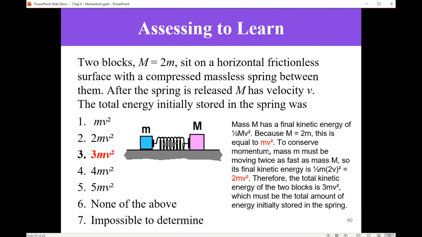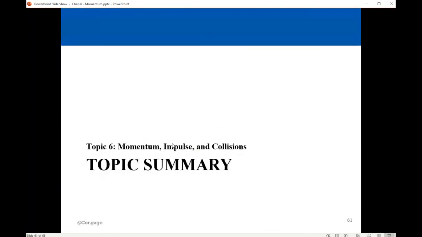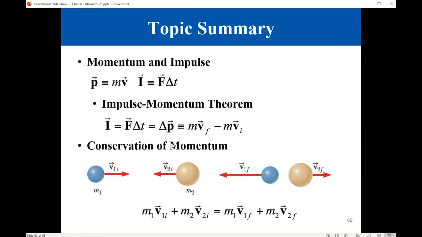When you add the two kinetic energies, they add to 3mv squared. That is the total kinetic energy after the system is released, and this is equal to the original energy that was stored in the spring. We are done with this chapter.